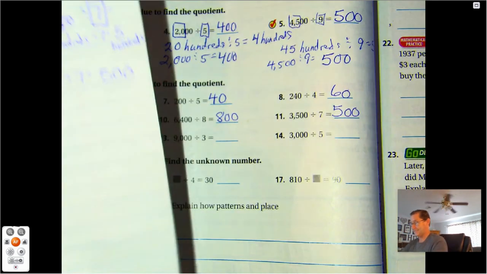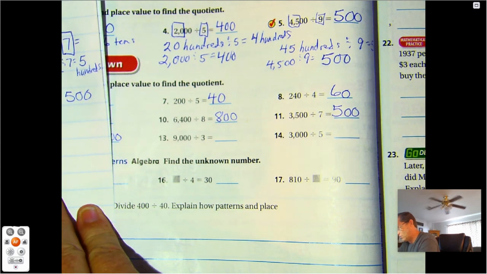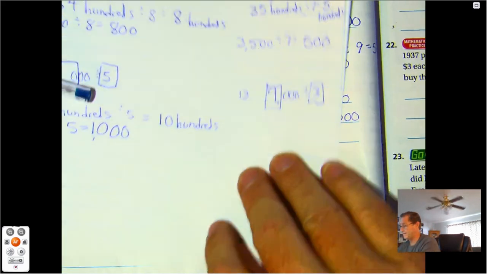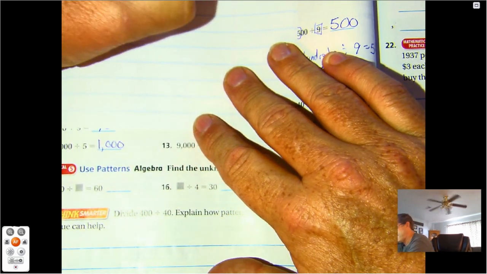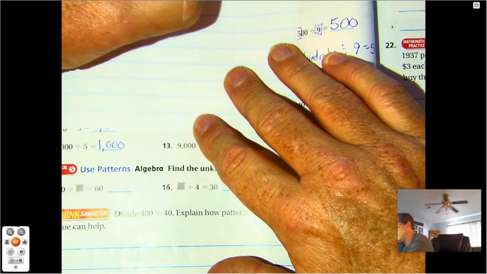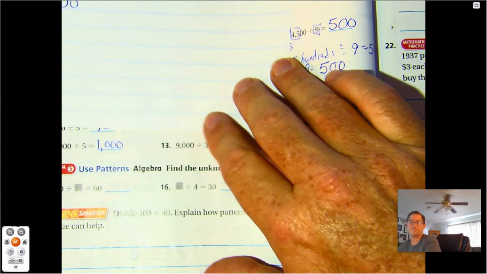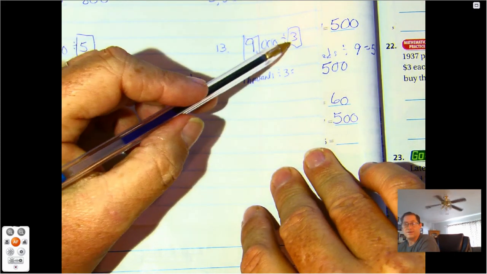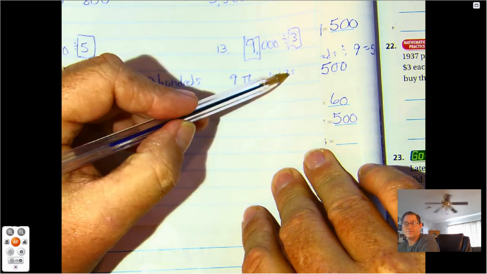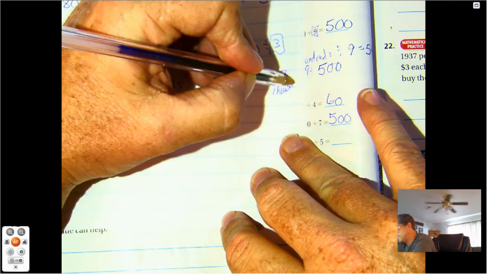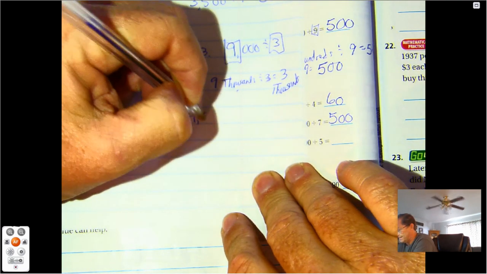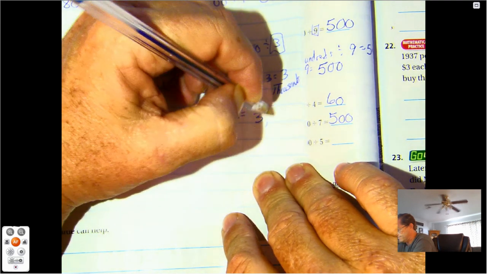13. 9,000 divided by 3. 9 divided by 3 is our basic math fact. So I'm going to rewrite this as 9 thousands divided by 3. 9 divided by 3 is 3 thousands. So 9,000 divided by 3 is 3,000.